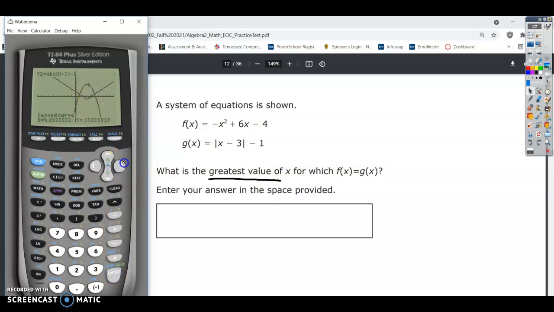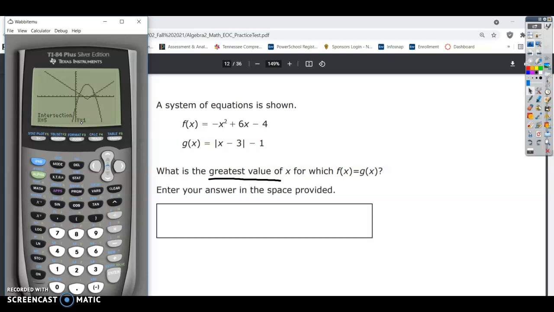And then I'm going to move this cursor to the right of that point. What it's going to do is isolate and find the intersection of these two graphs between my first and my second curve. So now that it's isolating, hit enter one more time, and it says the intersection is at 5, 1.